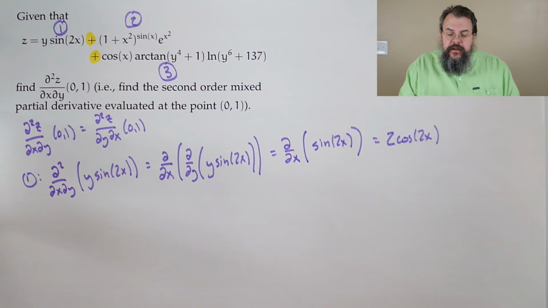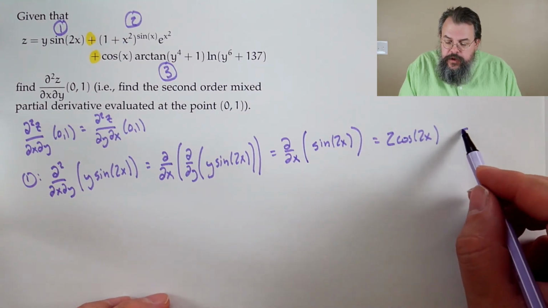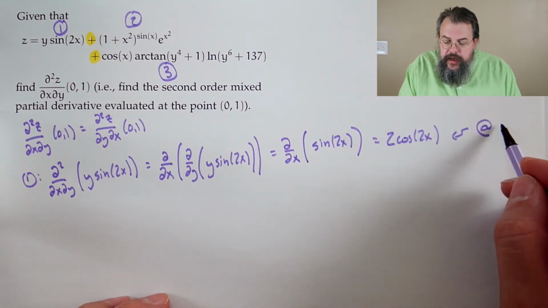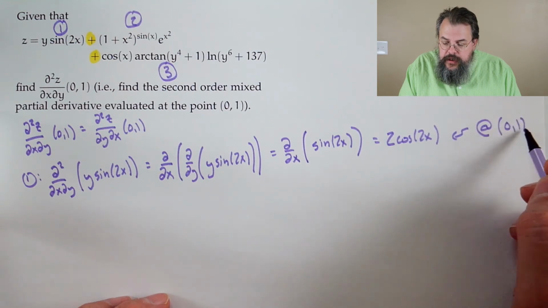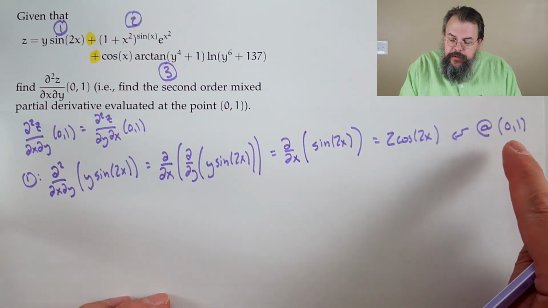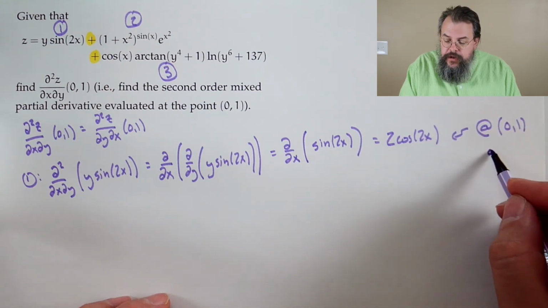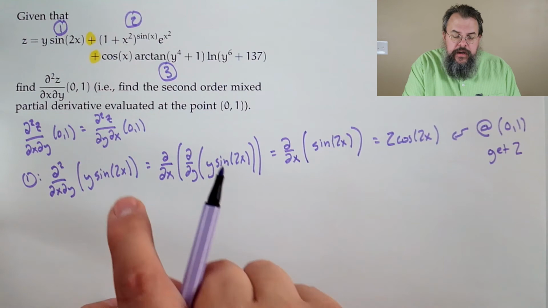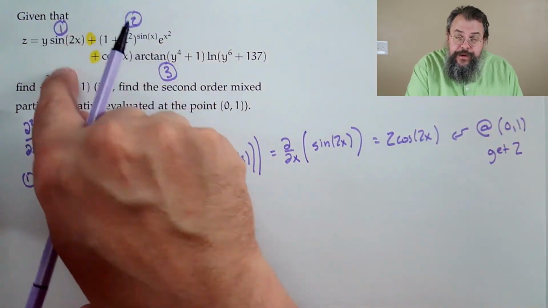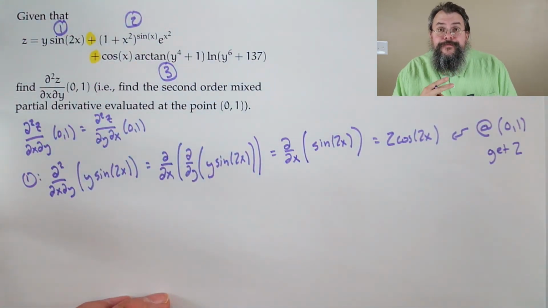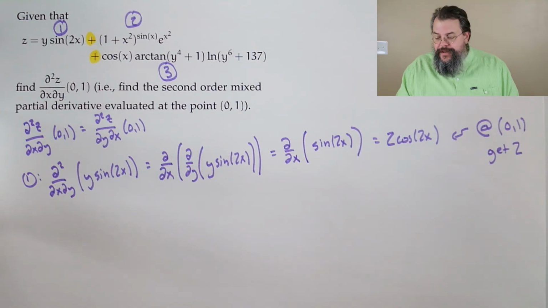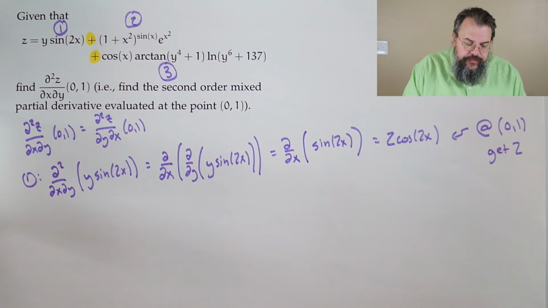Now we take this and we say at (0, 1), which means x equals 0, y equals 1, we get 2. So our contribution from this piece will be 2. We still have two more pieces to go. But, progress. Okay, so let's try another part. Let's do part 2.